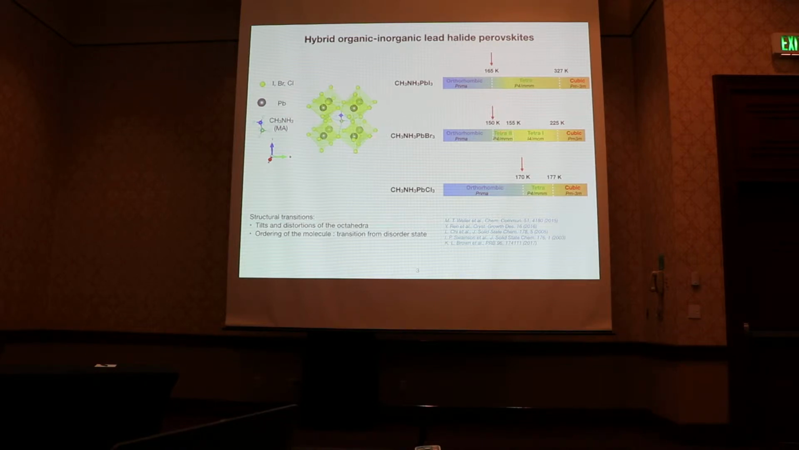Also, the bromine compound shows an additional tetragonal distortion, and some studies actually show that this phase can maybe be incommensurate. And the chlorine compound also shows a narrow tetragonal phase. So all of these structural transitions consist of tilt and distortion of the inorganic octahedra, but there's also an order-disorder transition of the molecule. And it has been shown that this transition happens at the orthorhombic transition.